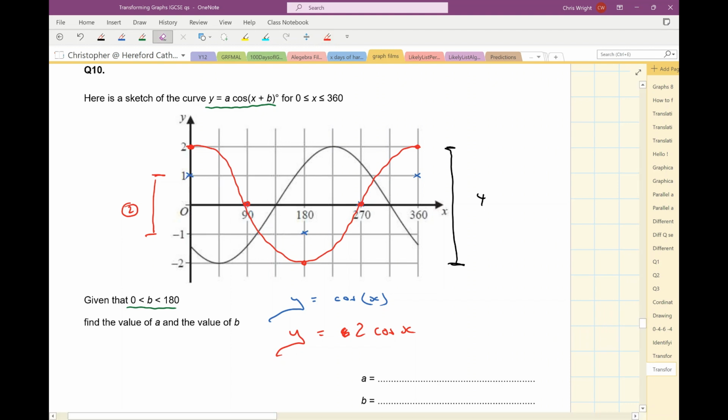Now, how can I translate the red curve into the black curve? Well, the answer is I need to take the red curve and translate it by 3 squares to the left. So it's going to be y equals 2 cos x plus, now what's the value of those 3 squares? Each square is 45, so it's going to be x plus 135. So in answer to the question, a equals 2 and b is 135.